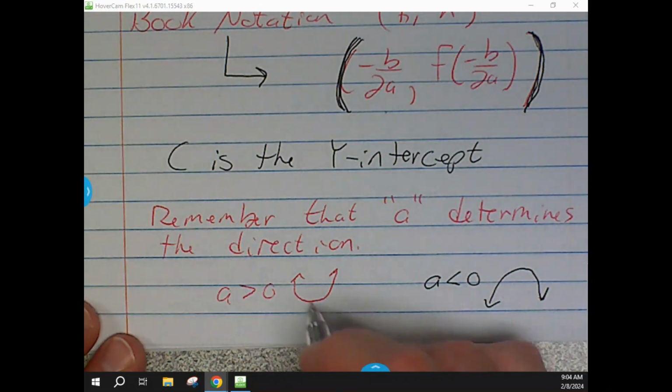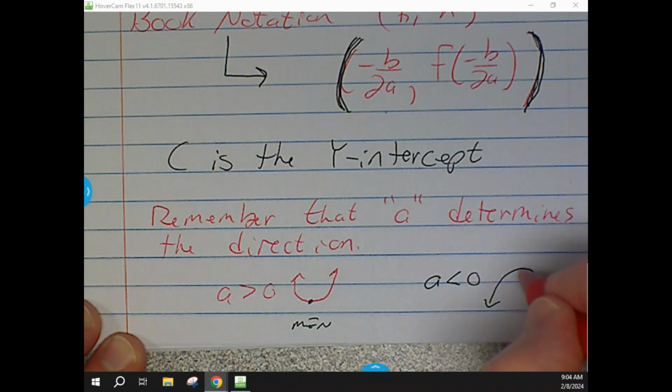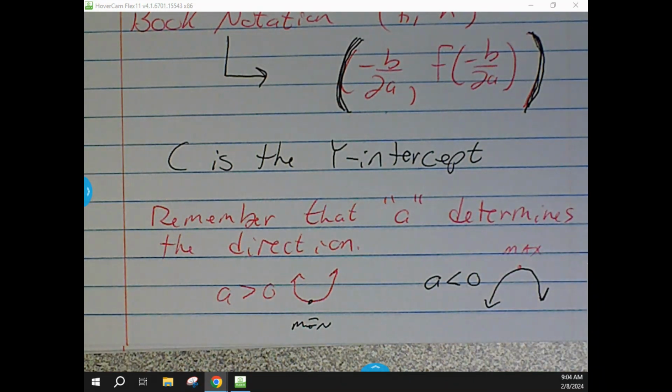And here we know this would be a minimum, and here we know that would be a maximum. So that part of the A value is still the exact same thing. It's still going to give you the direction the graph is going to go, or open, or however they say it. It's also going to help you know whether you need a max or a minimum based on the direction the graph is going. So that part's still the exact same thing.